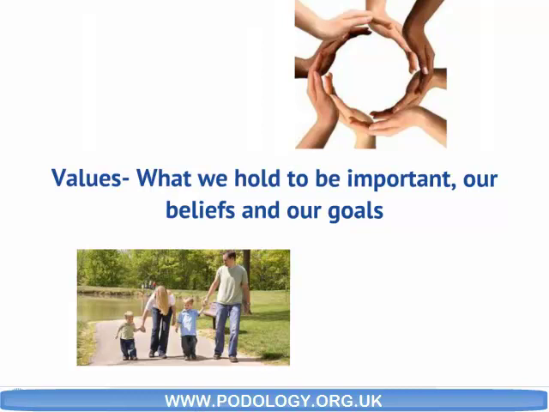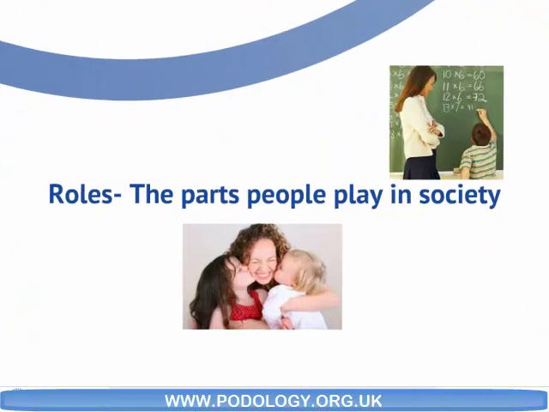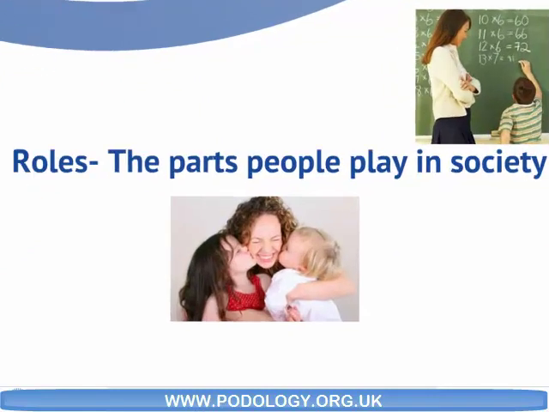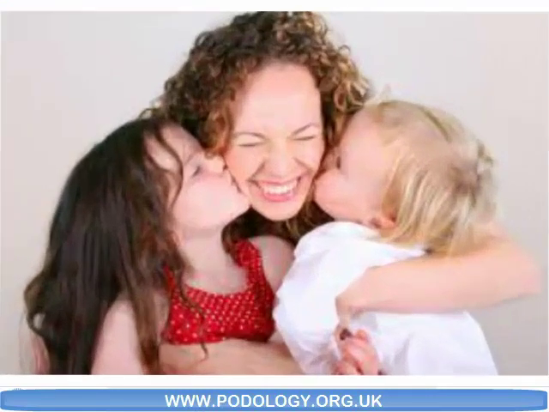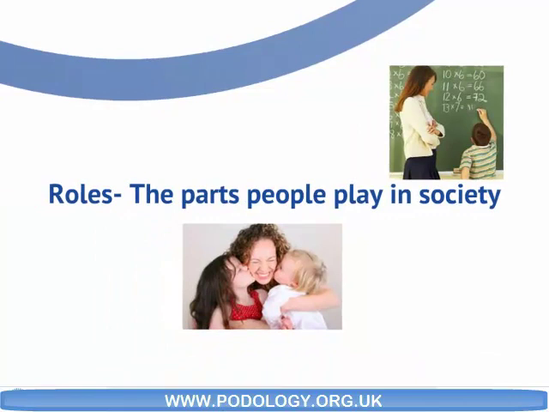Our sixth term is roles, and roles refers to the parts that people play in society. So for example, in this picture we have one person playing the role of mother or parent. The others are playing the role of children, but they're also playing the role of sisters. In the next picture we can see one person playing the role of pupil, but one person playing the role of teacher. As well as roles, the idea of someone like a teacher brings us on to our next term.